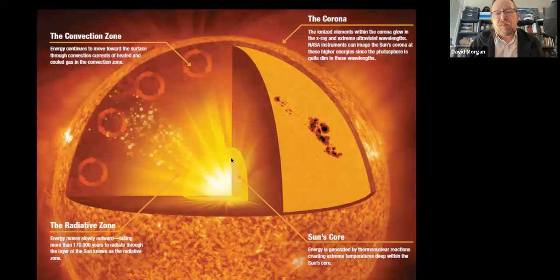In the radiative zone, the gas of the sun and the plasma of the sun, and sometimes they use gas and plasma interchangeably, right? Plasma is just a gas where the electrons have been stripped away from the outside of most of the atoms. It's so dense that it can't really move and flow around. It's almost like a solid in that way.